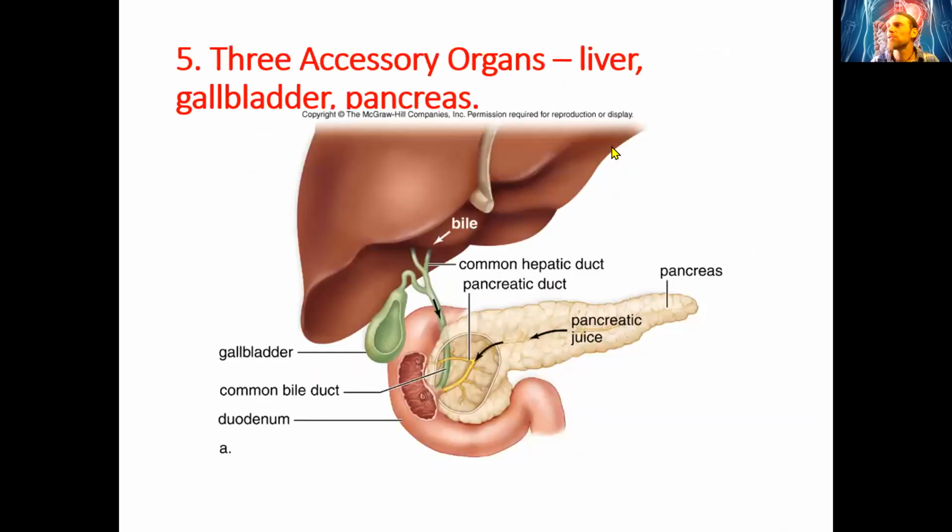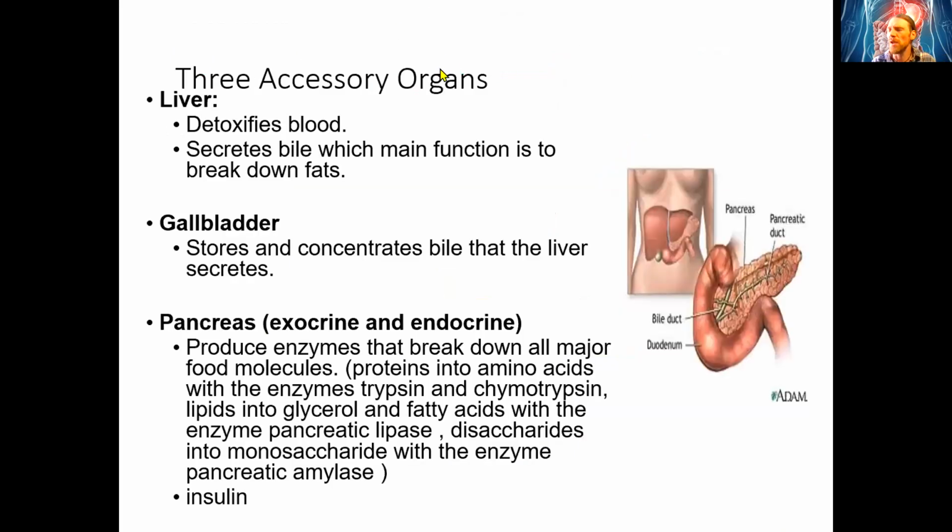Okay, this brings us to the accessory organs. We have the liver, gallbladder, and pancreas. These are the organs that produce enzymes, and those enzymes, like I told you, are released in the duodenum. So let's have a look at each one of them.